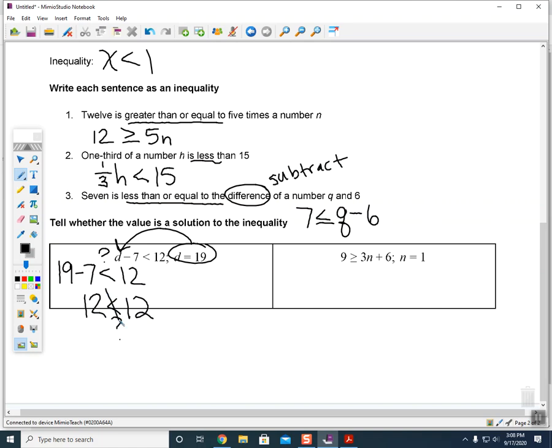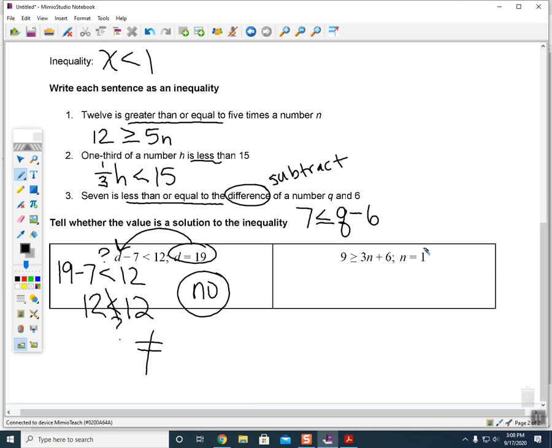It's not, right? If I have a line through my inequality sign like this, that means not. You've probably seen, like this one, it's not equal to. I can do the same thing with my inequality sign. So this says that 12 is not less than 12. This is not a solution to my inequality.